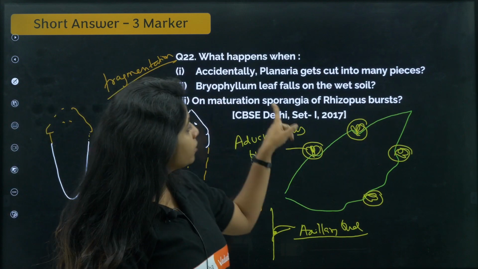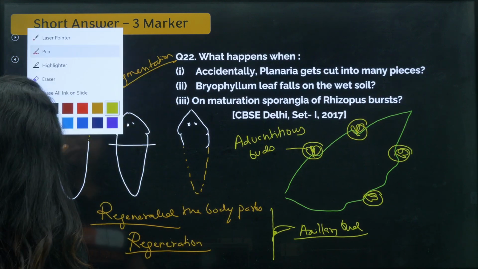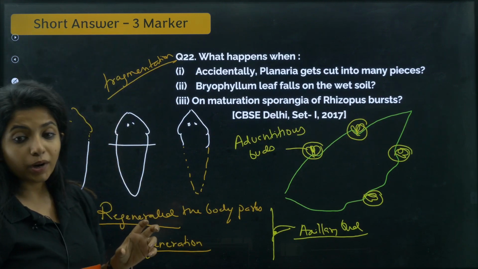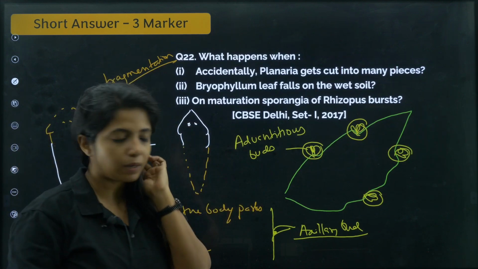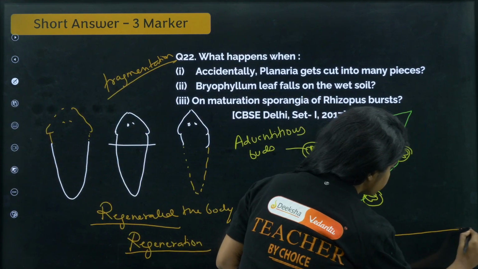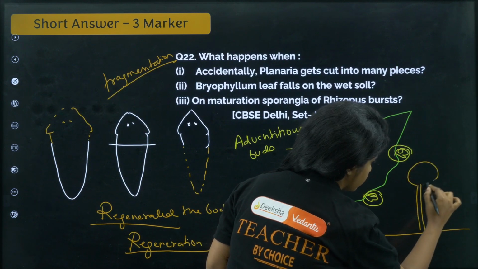Okay. Now on maturation, sporangium of rhizopus burst. Have you seen rhizopus? What is rhizopus, children? It is a bread mold. The green color, the blue color thingy that you see on the bread, it is known as rhizopus, or basically the bread mold. So what happens is that it looks like this. It looks almost like this.